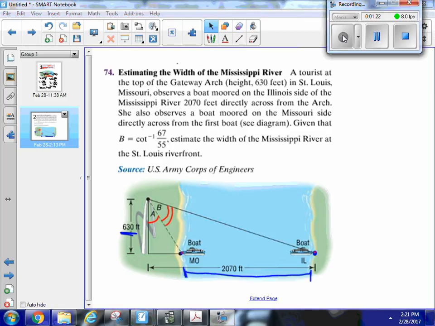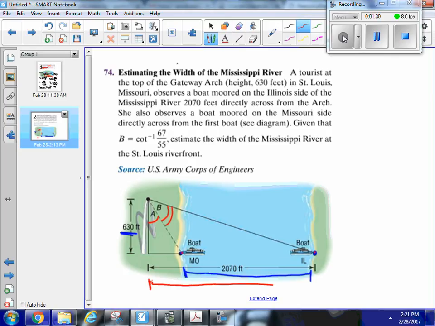Looking at the problem, I know that this entire distance from here all the way to here is 2,070 feet. If I could figure out this distance right here, I can subtract that from 2,070 feet, and that would give me the remaining distance, which is what I'm looking for. The only way I think I'm going to be able to figure it out is if I knew what angle A was. If I knew angle A, it would be easy to figure out this distance, because I already have a side of 630 from here to here.